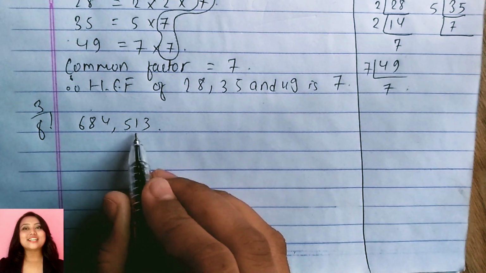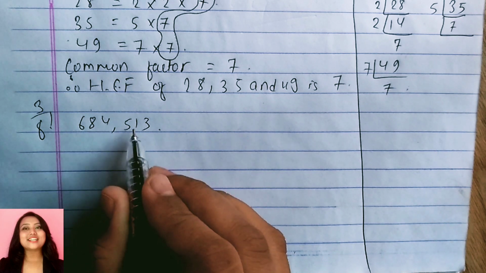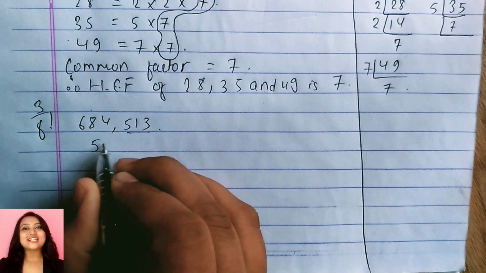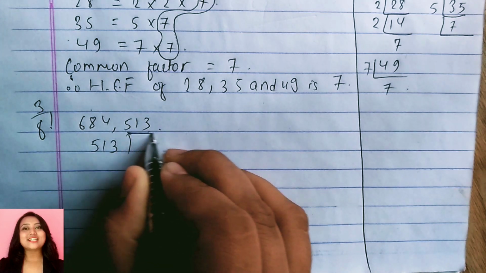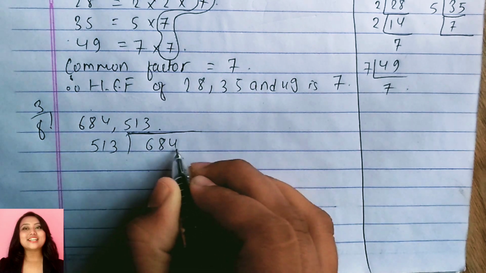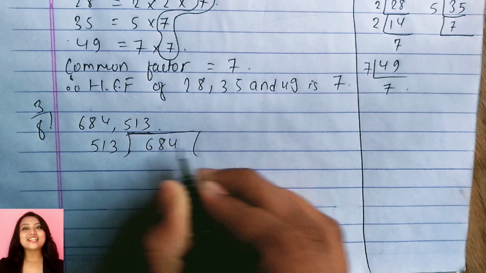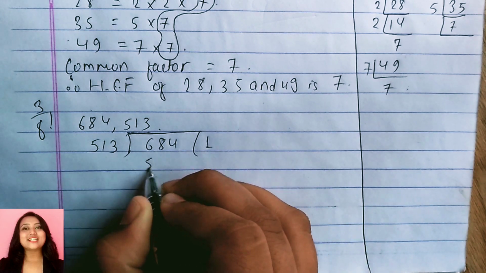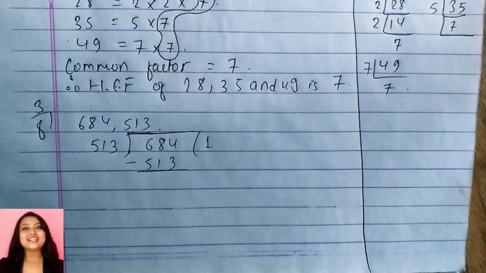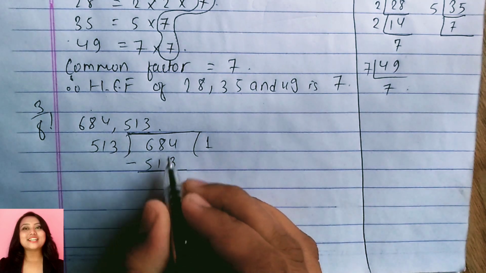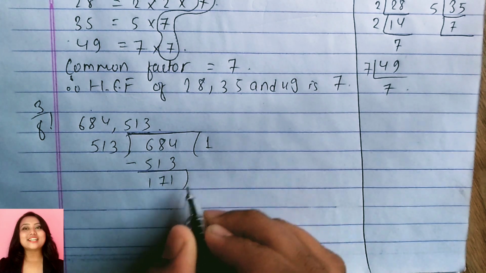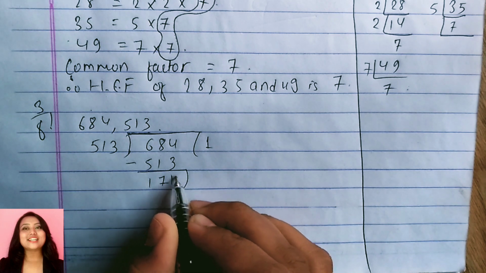Among these, which one is smaller? 513 is smaller. So the first step is that you have to take the smaller one and divide the bigger one, 684. So here 513 ones are 513. Minus, now what is the calculation here? 171 will be there. Again, this 171 is the first remainder.